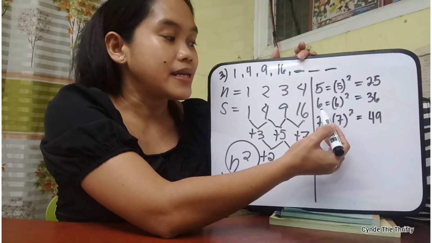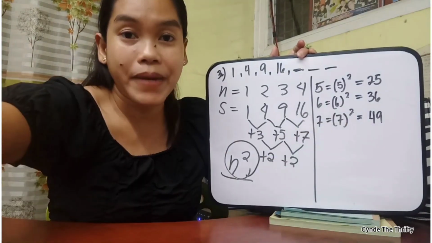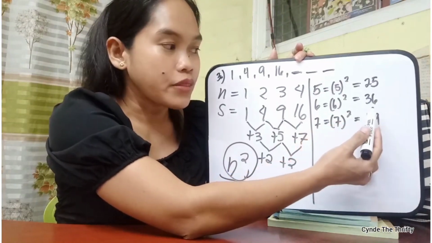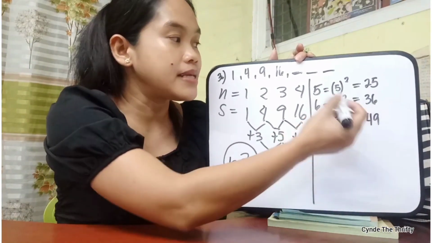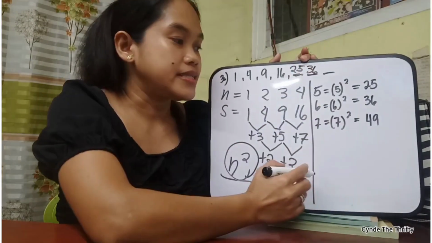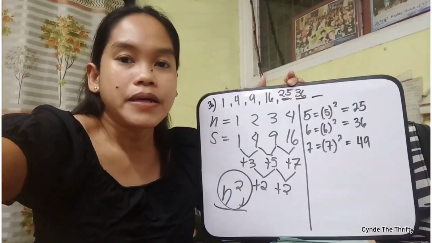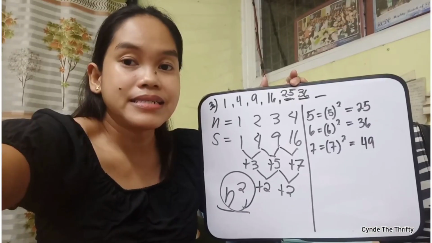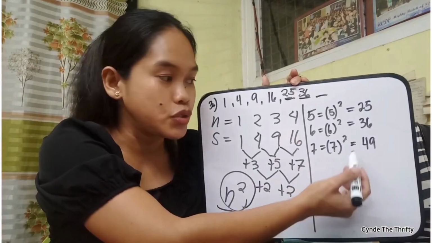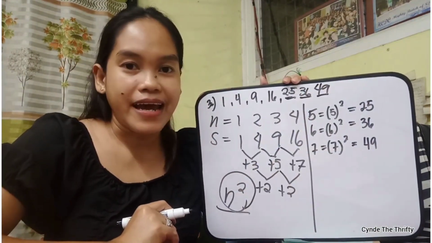And then, ang 6th term natin, ano yung term natin hinahanap? 6. So, ibig sabihin, si n is i-replace natin ng 6. So, 6 squared or 6 times 6 is equal to 36. So, ibig sabihin, ang 5th term natin is 25. Ang ating 6th term is 36. Now, ang ating 7th term is, pang ilang term yung hinahanap natin? 7th term. So, ibig sabihin, si n i-replace natin ng 7. So, 7 squared or 7 times 7 is equal to 49. So, ibig sabihin, ang ating 7th term is 49.